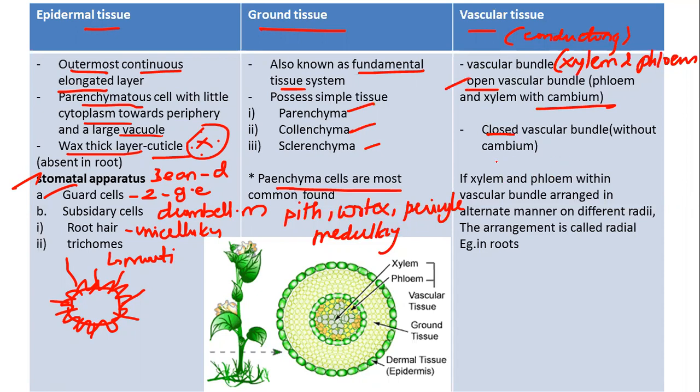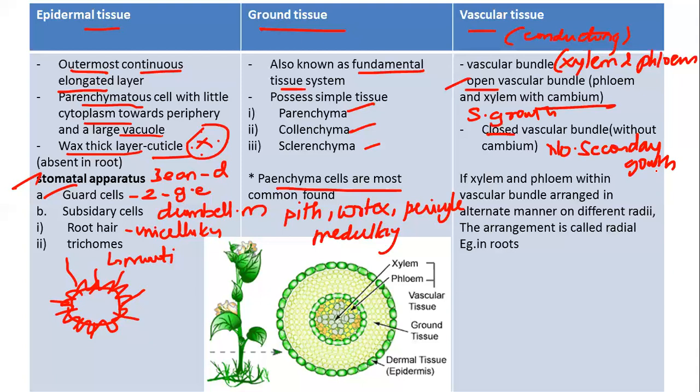But in a closed vascular bundle, once the phloem and xylem are matured, the cambium disappears. So a closed vascular bundle is nothing but phloem and xylem present without cambium. This open vascular bundle will show secondary growth, whereas the closed vascular bundle does not show any secondary growth.